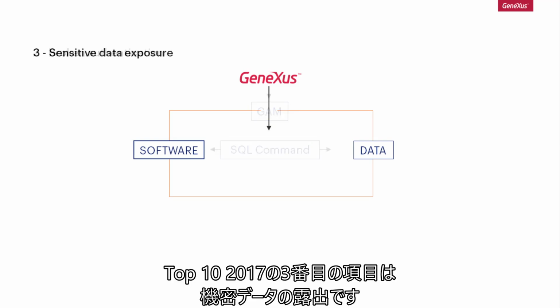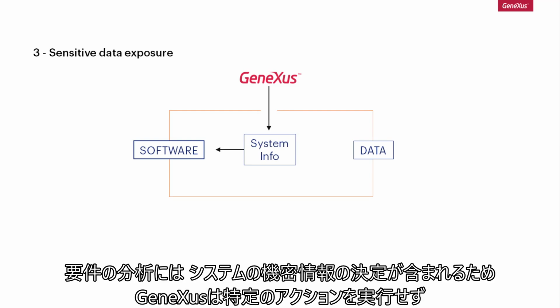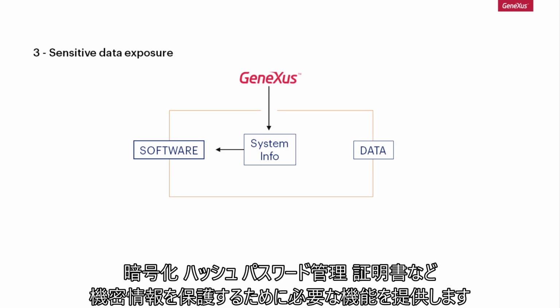The third item in the Top 10 2017 corresponds to sensitive data exposure. The analysis of requirements includes the determination of the system's sensitive information. Therefore, GeneXus does not execute any specific action, but it rather provides the functions necessary to protect sensitive information, such as ciphering, hashing, and password management and certificates.